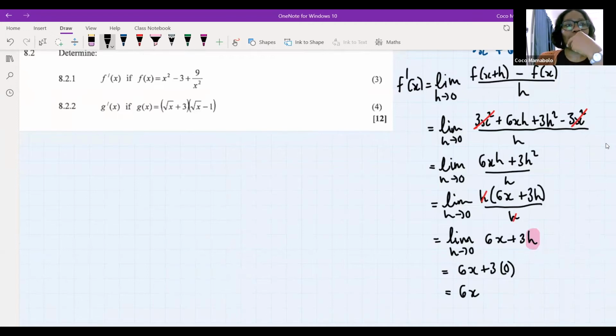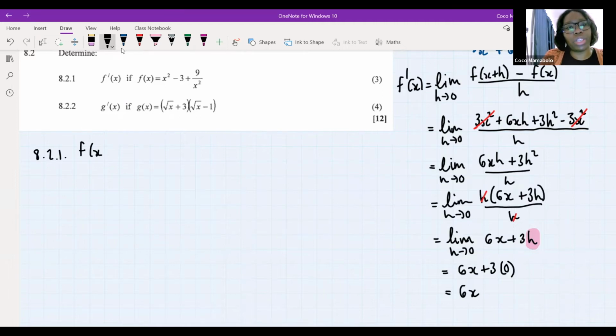Excellent. Okay. Then we can look at 8.2.1. Remember, guys, we always want to have x to the power of something and make sure that it's nice and neat when we do the derivative. 8.2.1. Okay, we're looking for the derivative.